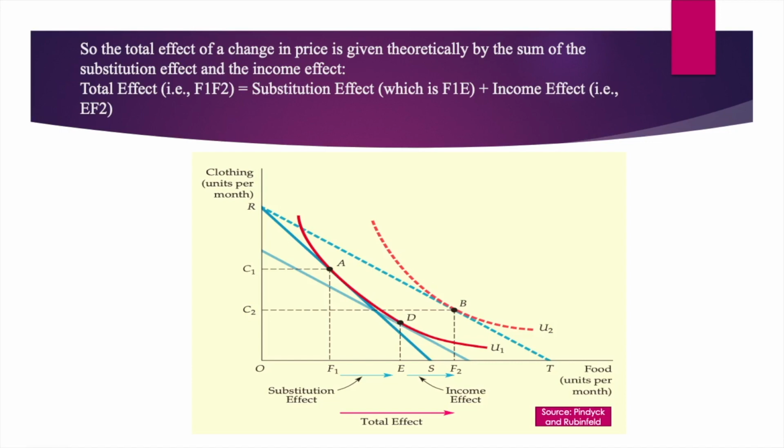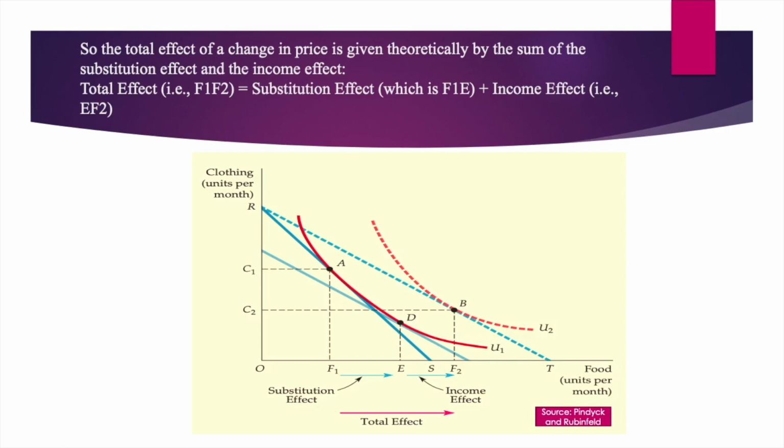So, we draw this new budget line to differentiate between income and substitution effect. Given that budget line, the consumer chooses market basket D and consumes OE units of food. The line segment F1E thus represents the substitution effect. Here, to differentiate between substitution and income effects, what we did was we drew another budget line so as to take away the increase in real income of the consumer. But in this new budget line, we held the slope constant with respect to the budget line RT.